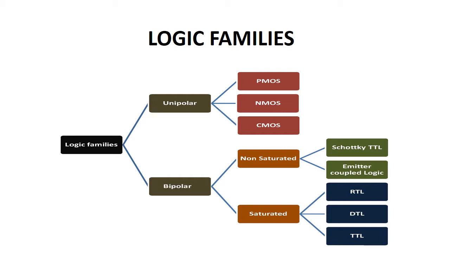In this non-saturated family, there are two types: Schottky TTL and emitter coupled logic. The saturated family is classified into three categories, that are RTL, DTL, and finally TTL.